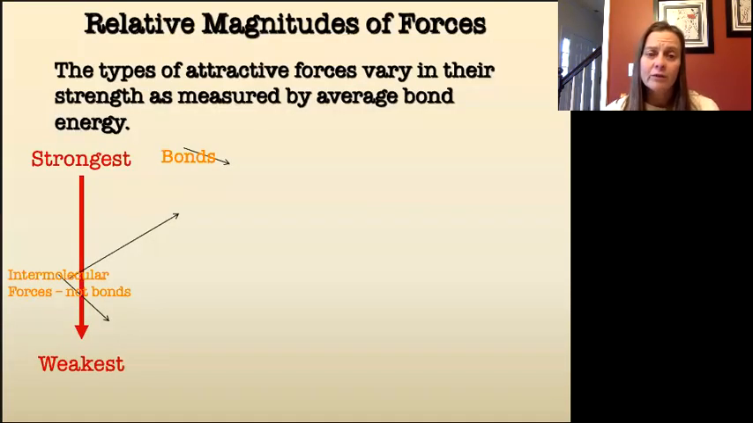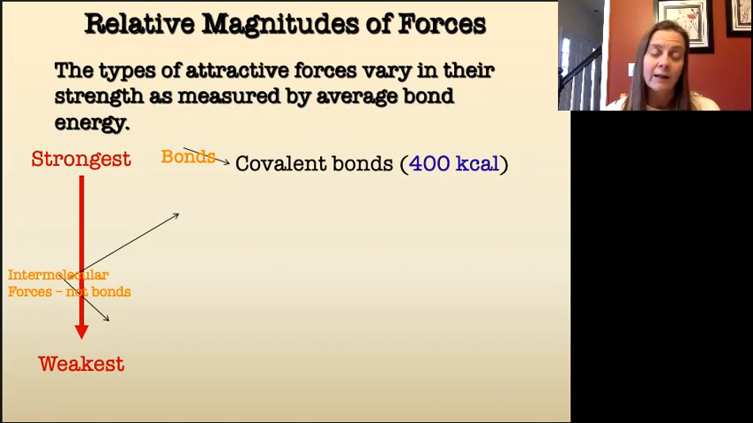So we're going to talk about the relative strengths of these attractive forces, and we're going to compare them to covalent bonds, because covalent bonds are strong. We can talk about the differences between covalent and ionic, and we will do that. But as compared to a bond, which takes on average 400 kilocalories of energy to break, that's a bond. That's an intramolecular force. That's a sharing of electrons. When we talk about intermolecular forces, they are all much weaker than covalent bonds or ionic bonds or metallic bonds.